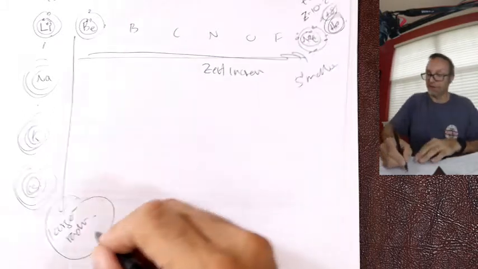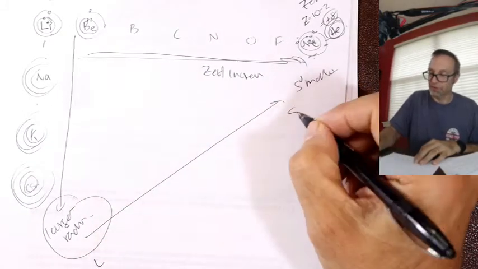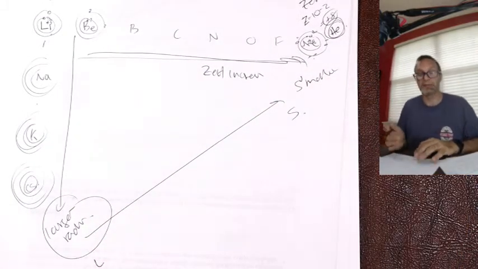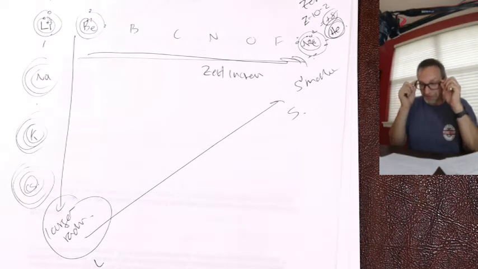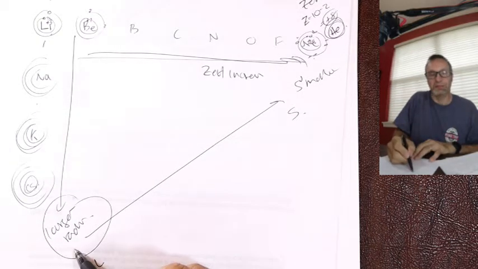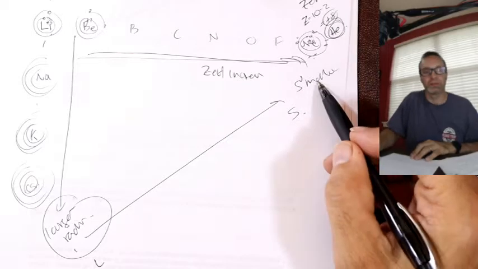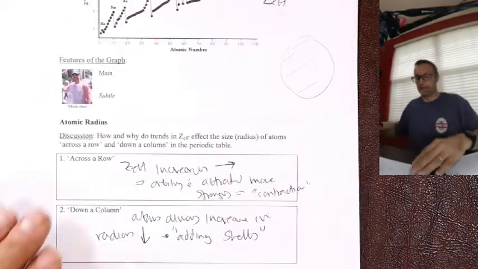Okay, so that's the trend. Large to small for radius. So it's reversed from electronegativity. It's an inverse of that. So the largest atom is bottom left. The smallest is top right.